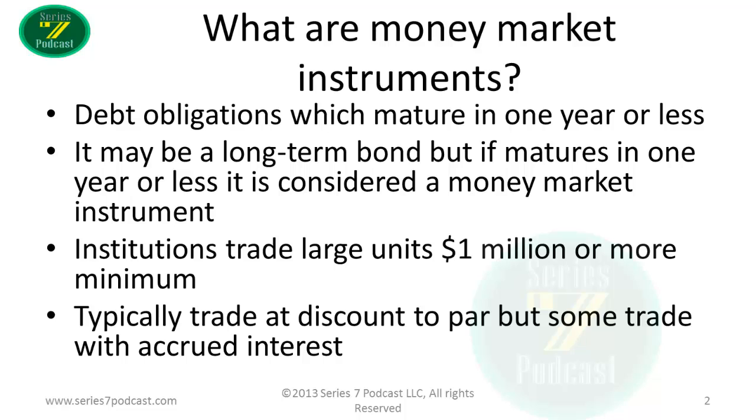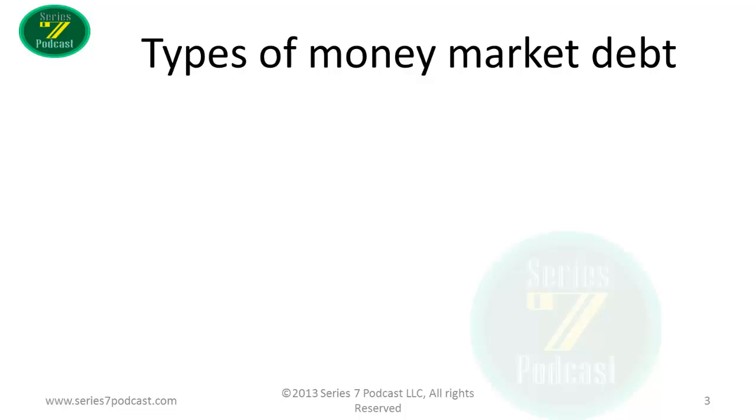Now, almost all money market instruments trade at a discount to par, but in the case of bonds that mature in less than a year, they would trade with accrued interest. But Treasury bills, commercial paper, those types of money market instruments trade at a discount to par. So you buy at a discount and they mature at par.